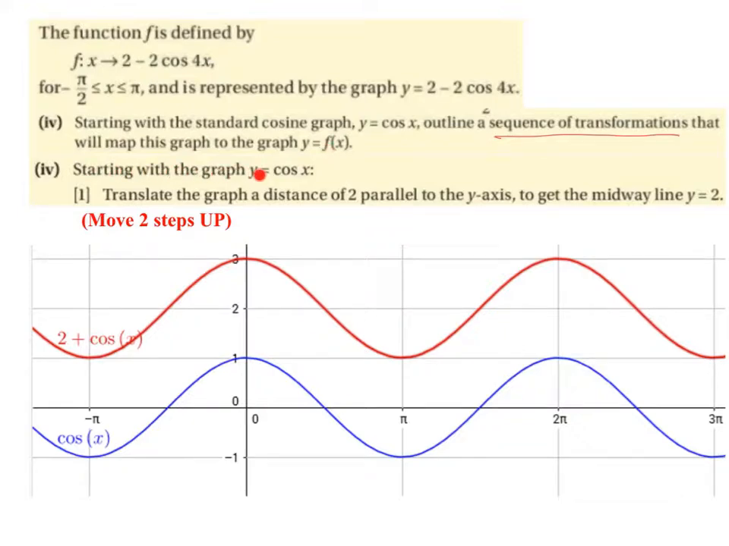So starting with the graph of y equals cos of x. I've drawn in blue the graph of y equals cos of x. In step 1, we're going to translate the graph a distance of 2 parallel to the y-axis to get the midway line of y equals 2. So basically we move 2 steps up, 1, 2. So now we have the graph y equals 2 plus cos of x.